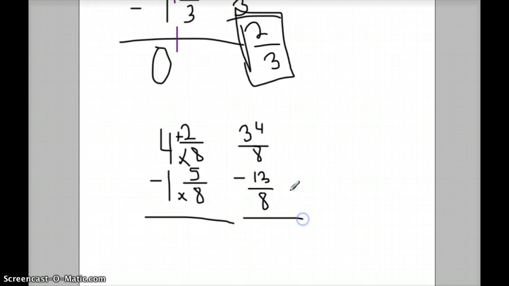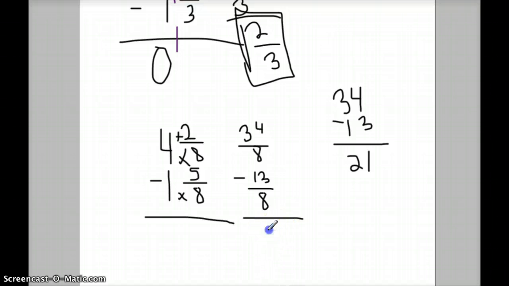And now I just subtract them. 34 minus 13, so I'm going to do that over here. 34 minus 13. 4 minus 3 gets me 1. 3 minus 1 gets me 2, and it gets me 21. And I have 21/8.